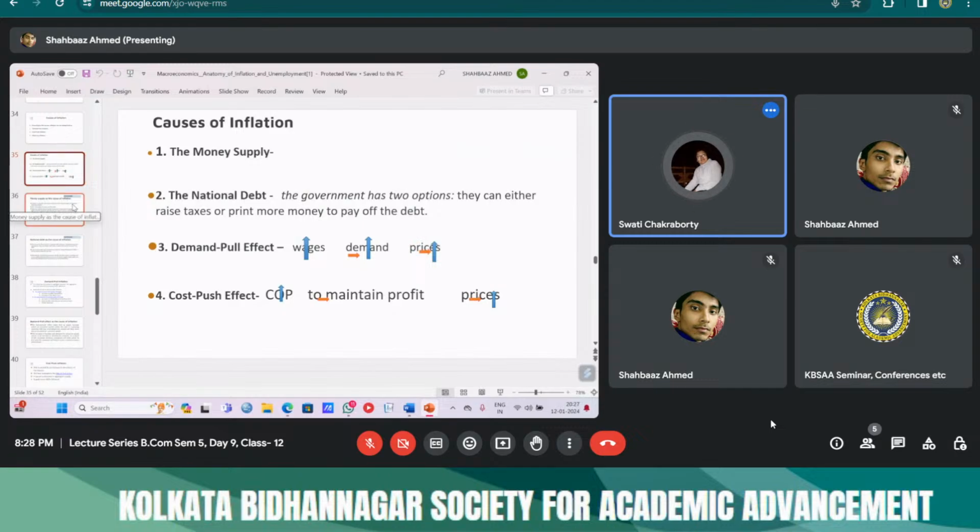Now, next we have is the national debt. National debt is where the government has two options. They can either raise taxes or print more money to pay off the debt. The reason is that as the country's debt increases, government has two options. We just spoke about what happens if more money is printed: it will directly lead to an increase in money supply, which in turn leads to devaluation of currency and increase in prices.